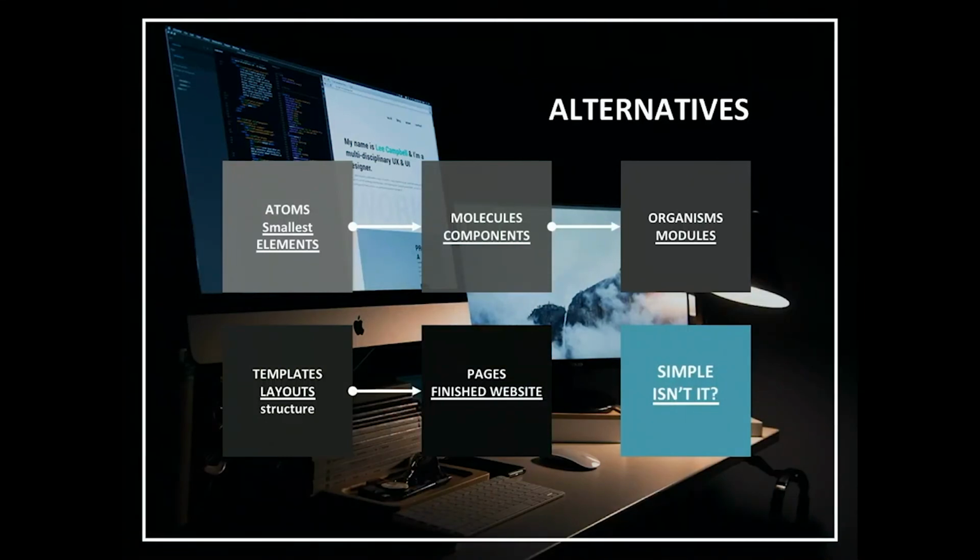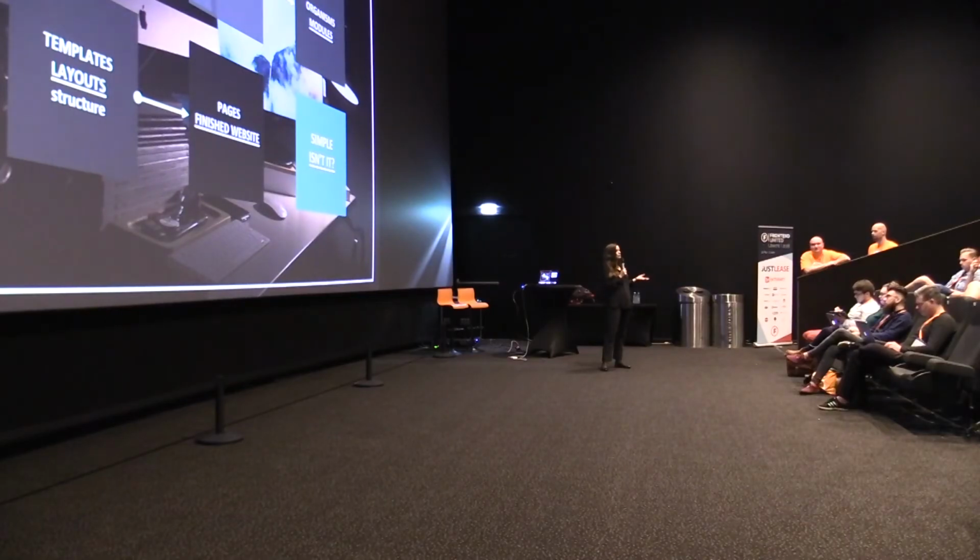So, here are the alternatives. Atoms are the smallest elements. Molecules, or components as another alternative in terminology. Maybe it's easier for you to remember that, I suppose. Organisms, or modules as another alternative. Templates are the layouts, the structure of the pages. Pages are the finished website with the real content. All right. Is that clear to you right now, so far? All right.